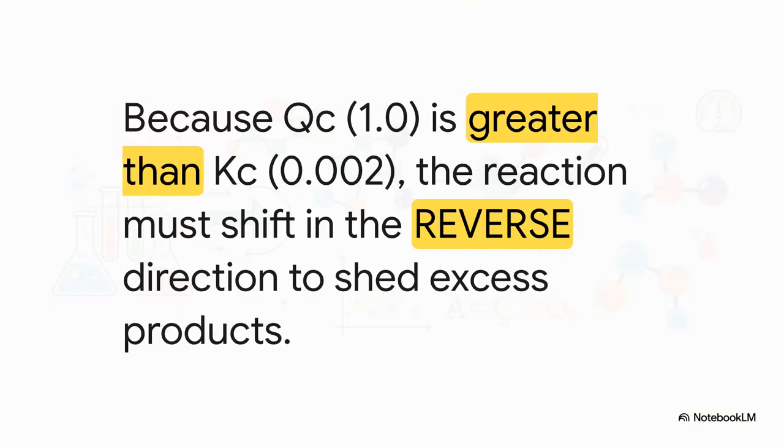So what's the diagnosis? Our current position, Qc, is 1.0. Our destination, Kc, is way down at 0.002. Since our Qc is much, much larger than our target Kc, it means the system has way too many products right now. So to find its happy place, its equilibrium, it has no choice but to shift in the reverse direction, turning some of those products back into reactants.